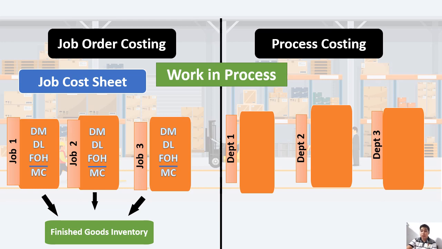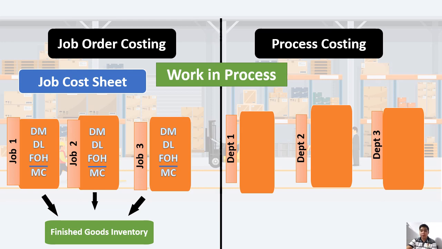So, let's say for example, sa department 1, nandiyan ang cutting. Sa department 2, nandiyan yung assembling. Sa department 3, nandiyan yung finishing. So, ibig sabihin, lahat ng product manggagaling sa Department 1, then kapag natapos sa Department 1, itra-transfer natin sa Department 2, then sa Department 3. So, let's say for example, yung Department 3, this is the last department.